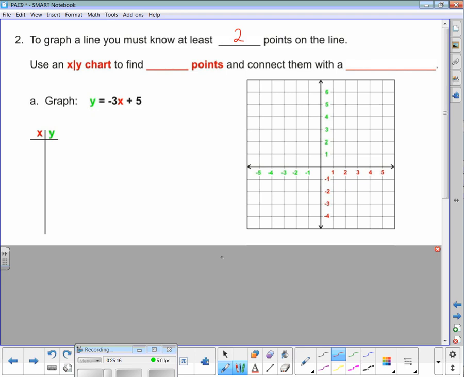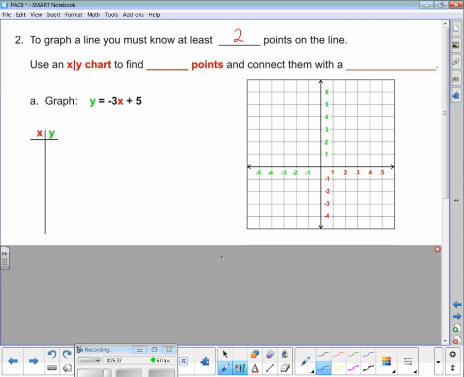Now, don't put this on your graph, but I want to teach you a concept. What we're going to have to do to graph it is find the points so we know where to draw the line. That's what we're going to do. If we find the points, we can draw the line through them. Pretty easy. That's how we're going to graph these lines.